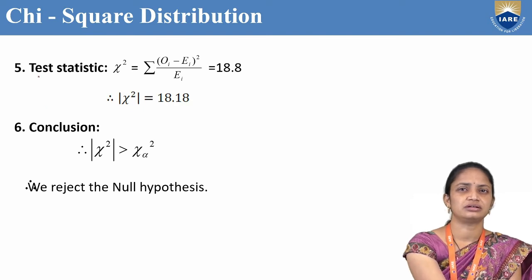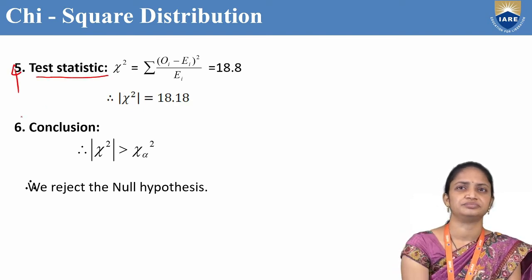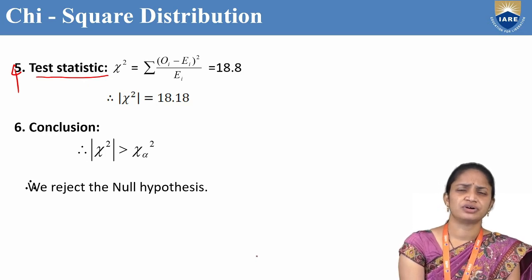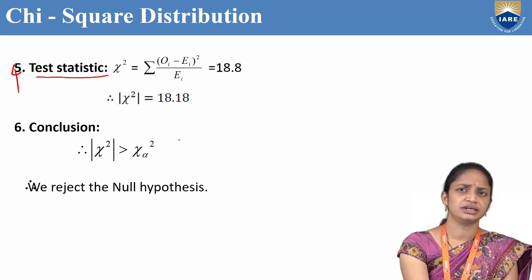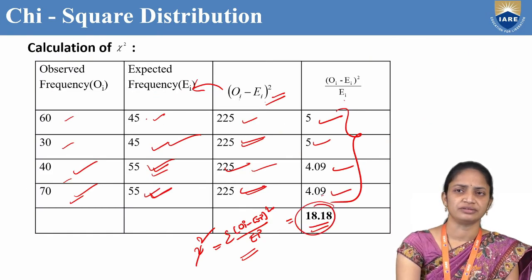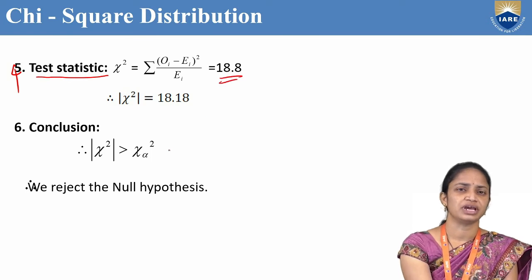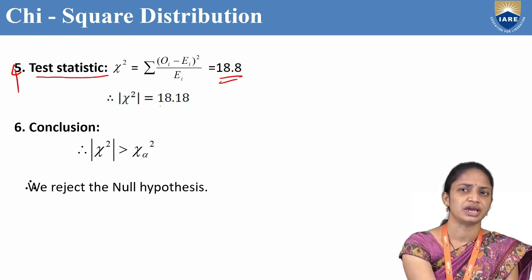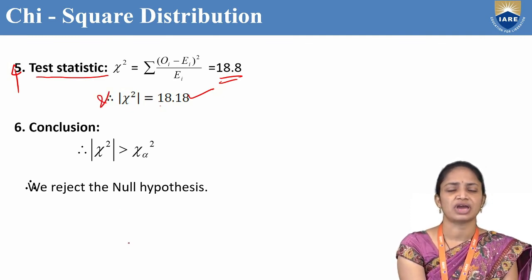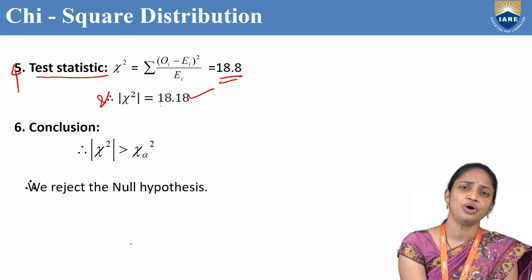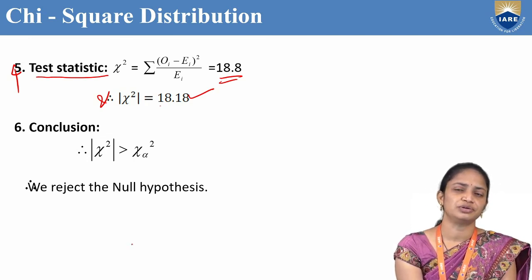Okay, so our fourth step is test statistic. Here we need to write the chi-square distribution formula. The chi-square distribution formula is chi-square equal to summation of (y minus ei) whole square by ei. Already we have calculated in the table that value, 18.18. So therefore chi-square equal to 18.18. We need to calculate the modulus of chi-square: if we have a negative value, we have to convert it into positive. So modulus of chi-square equal to 18.18.